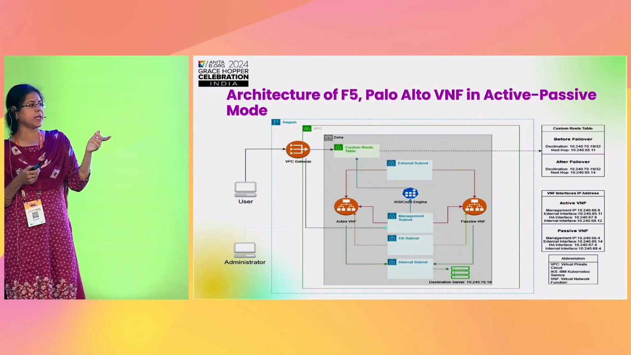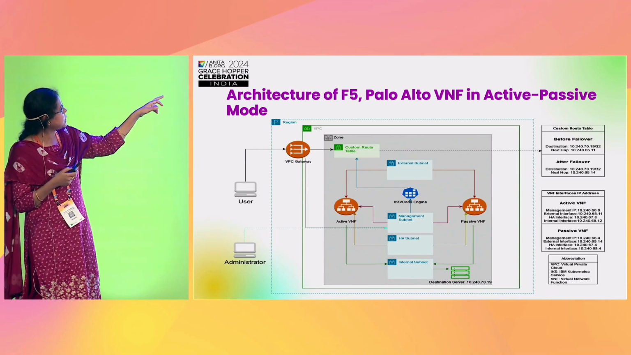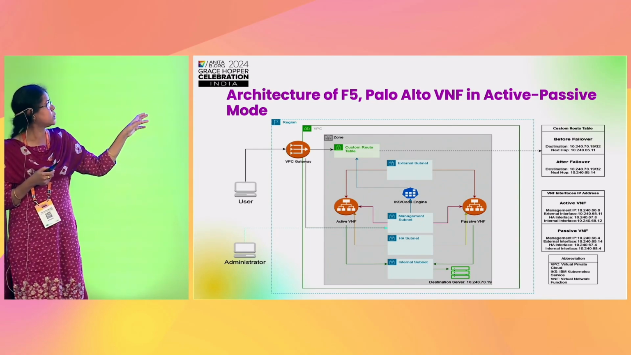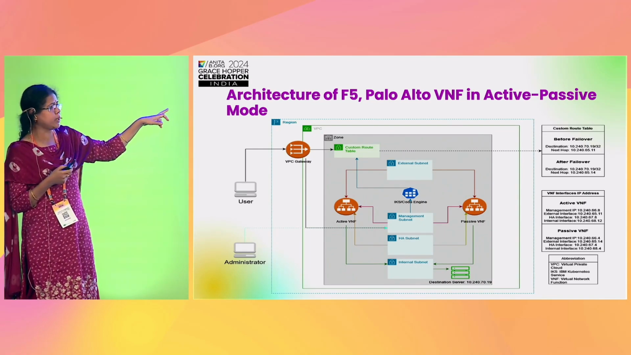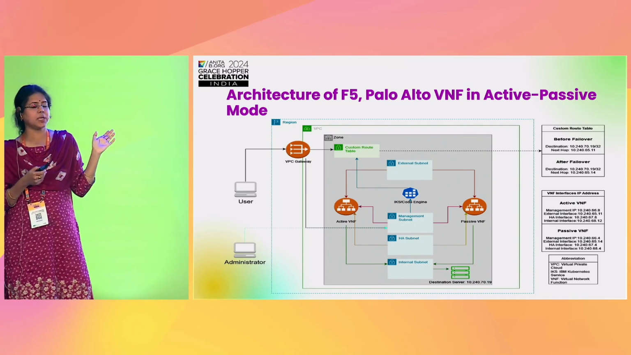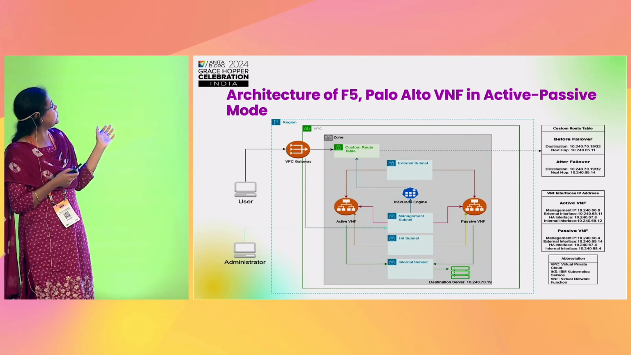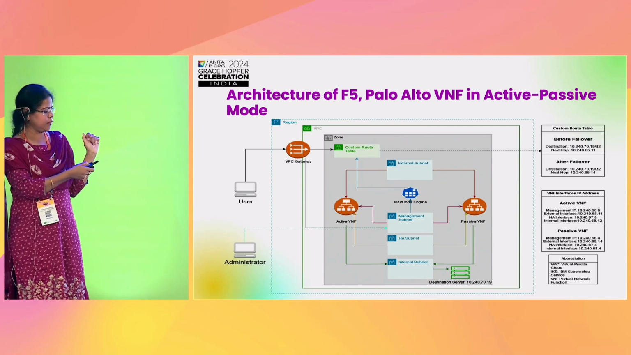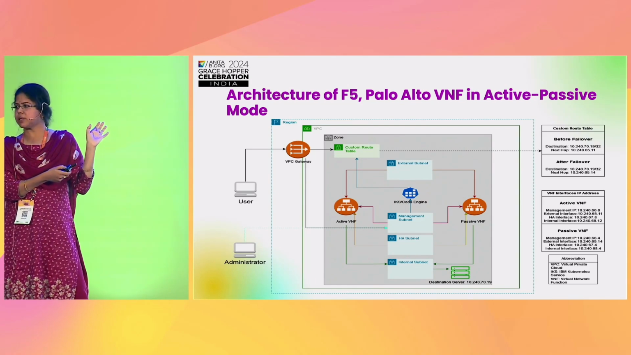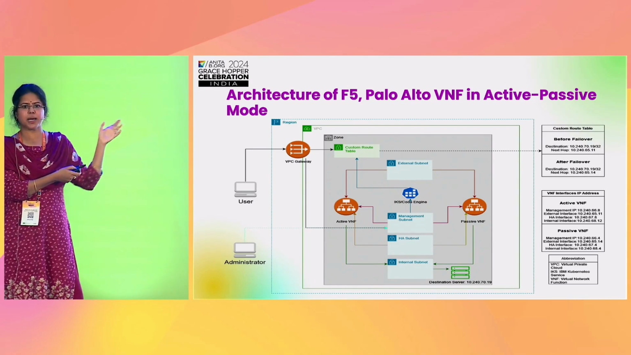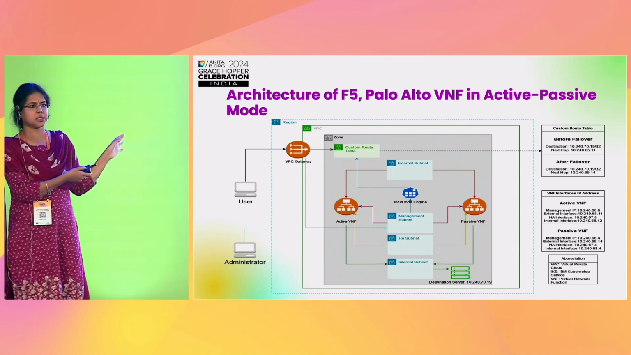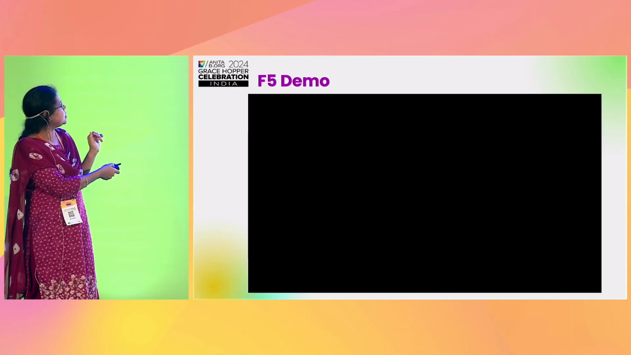And then the custom application is going to change all the ingress or the egress routes in the VPC custom route table with the IP address of the currently active VNF. And this is how the active passive VNF works in a cloud environment. And this architecture is going to be same for all the cloud providers. It doesn't matter whether it is IBM or AWS or any other cloud provider.